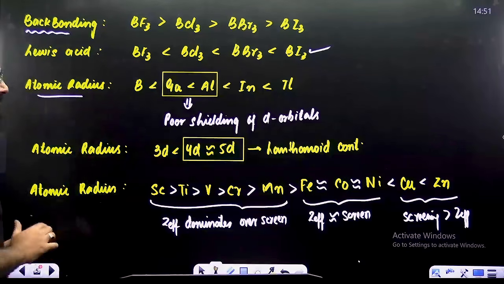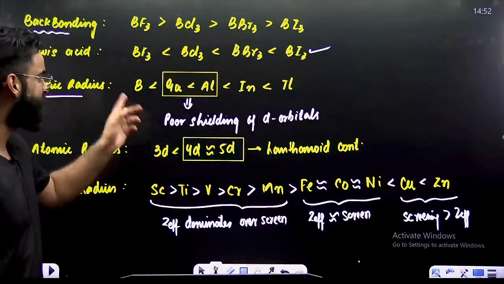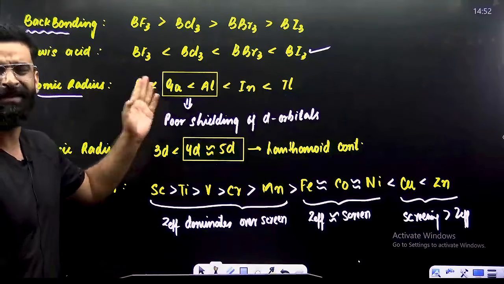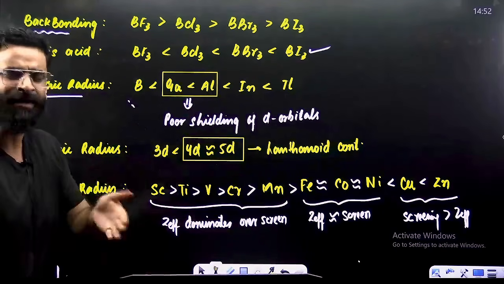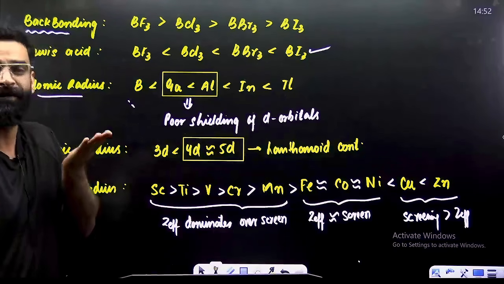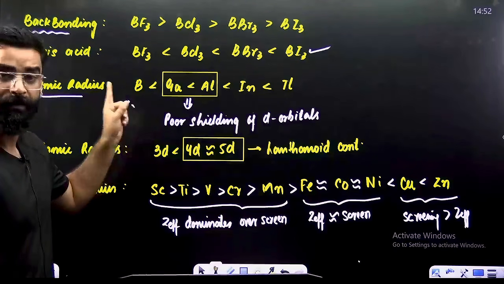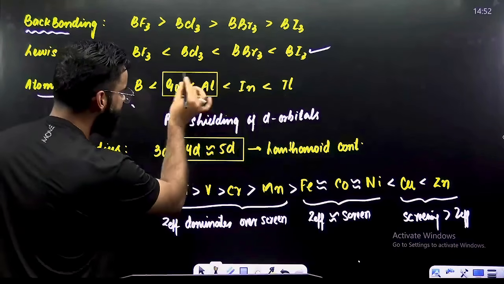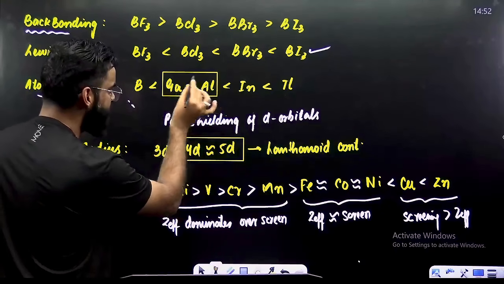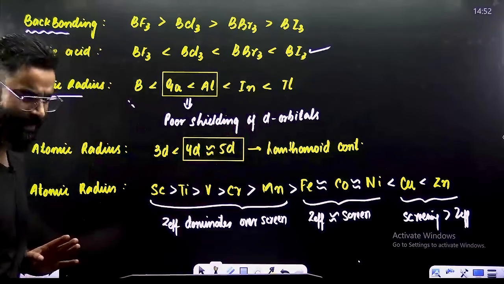Order of atomic radius. You have got group 13 elements: boron, aluminium, gallium, indium, thallium. So you know, down the group, what happens to radius? Generally, down the group size increases. So the order should be boron, aluminium, gallium, indium, thallium. But over here, there is an exception, right? Gallium comes first, then comes your aluminium. Why is that? Because of the poor shielding of d orbitals. You would have studied it, I believe.